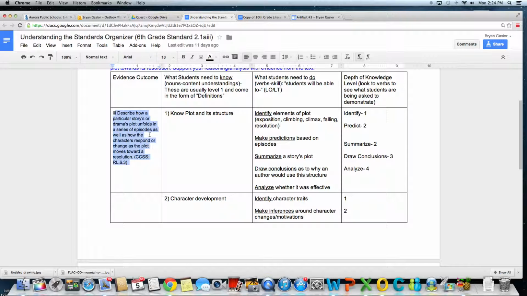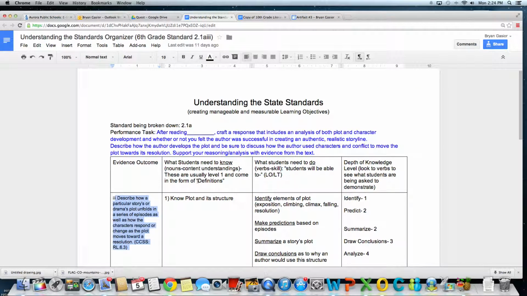moves towards a resolution. What this organizer allows teachers to do is to look at what students need to know and what students need to do. And in the what students need to know, these are usually the nouns within the evidence outcome, and they're usually connected to content understandings. If we're looking at Webb's depth of knowledge chart, they're usually level ones, and they usually come in the form of definitions.